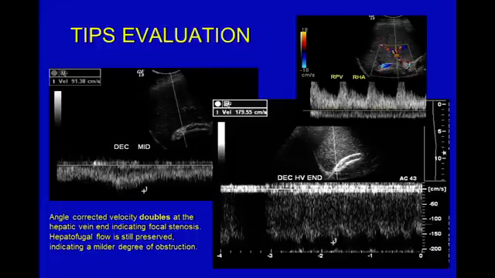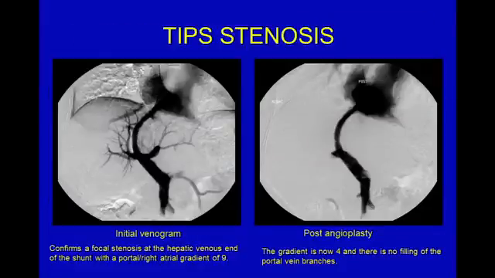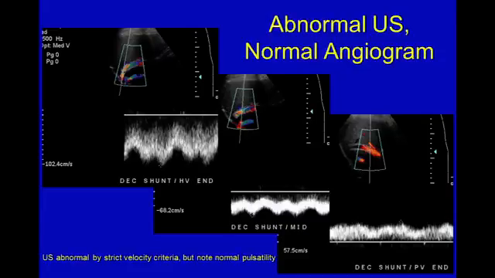Likely the patient is not in too much trouble yet, but this patient went on to an angiogram, and again, you can see when you inject that there's flow going into the liver, and the patient had a gradient between the right atrium and the portal vein of 9. When they angioplastied the TIPS and improved the flow, the gradient dropped to 4, and now there's, again, no filling of the portal vein branches. So this is modification of an early lesion.